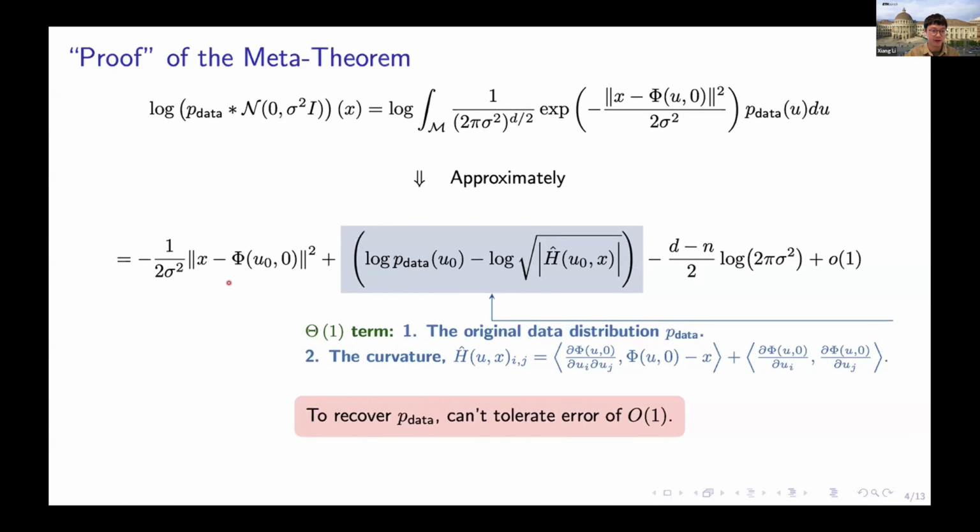However, the geometry information lies in a stronger signal, in a larger term as sigma goes to 0. So to accurately know p data, first you have to know the geometry very well, and then p data lies in a lower order term.